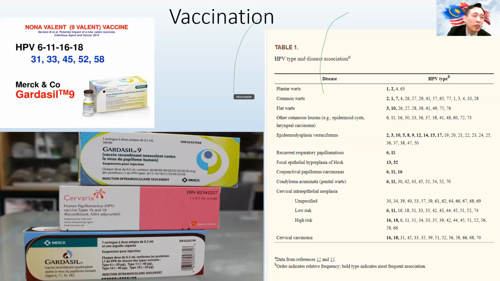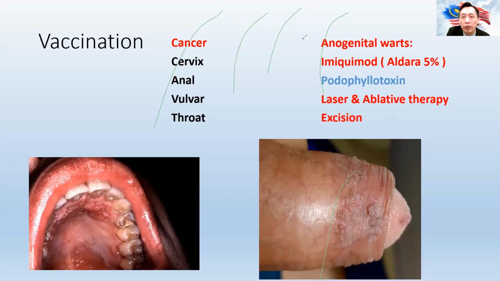So we can also give the vaccine. This is the first generation of Gardasil, and the second generation of Gardasil. Cervarix only covers 16 and 18, so this is not recommended. There are 100 subtypes of HPV, but only about 20 of them cause cervical cancer and warts. Other than that, it causes cervical cancer, anal cancer, vulva cancer, and throat cancer.